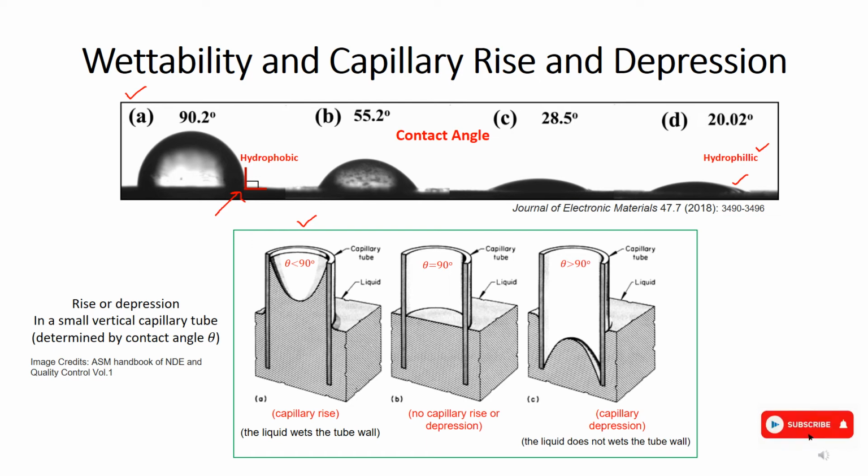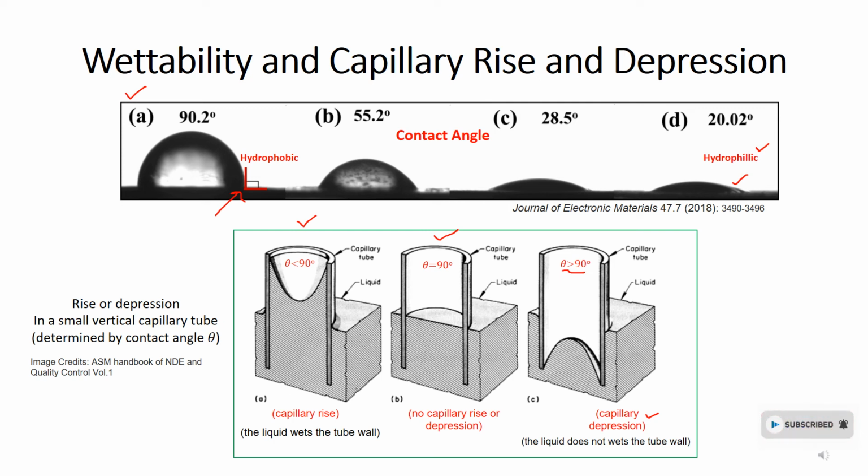Here you can see the concave meniscus if you see from the top, and if theta is 90 degrees, the meniscus is flat and it will not rise. And theta greater than 90 degrees generally leads to hydrophobic nature, and due to this hydrophobic nature it will repel the walls of the tube, meaning it will not wet the walls of the tube. Here you can see the convex shape if you see from the top, and it is known as capillary depression. And if theta is less than 90 degrees, this is known as capillary rise.